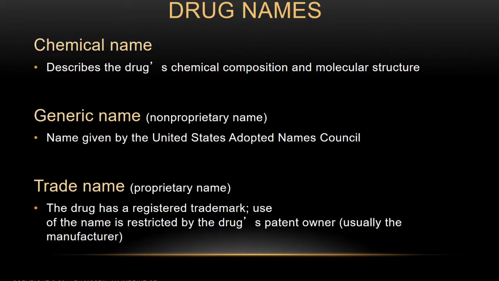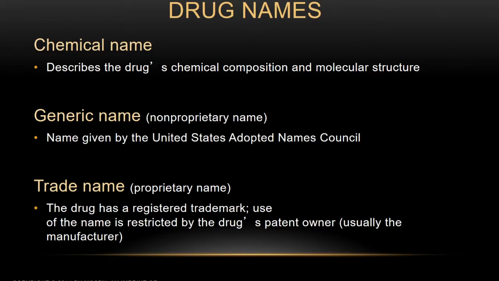ACE inhibitors, they all end with the suffix of pril: lisinopril, enalapril, captopril. So whenever it sounds like pril, you know it is an ACE inhibitor, and so on. Of course, the trade name is a catchy one, but it changes, and I don't recommend going by trade names, so we will keep going by the generic names of drugs.